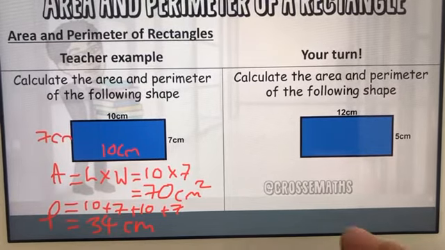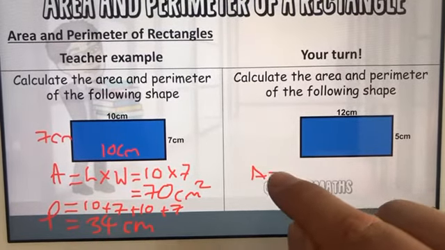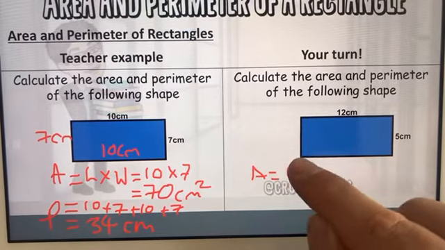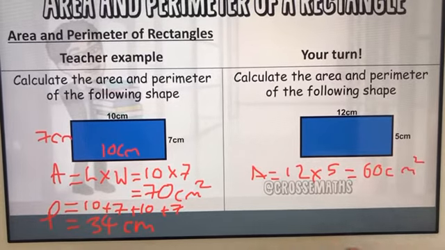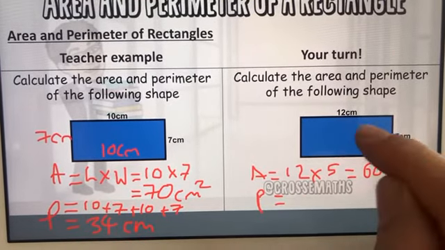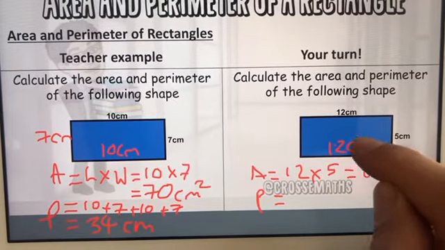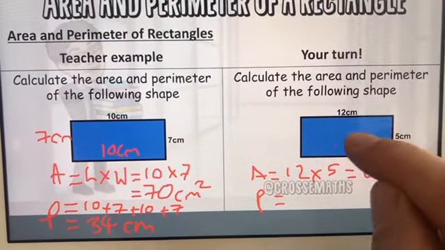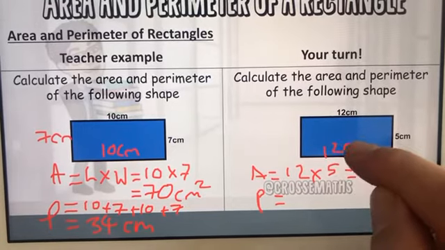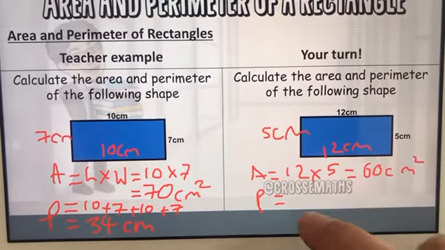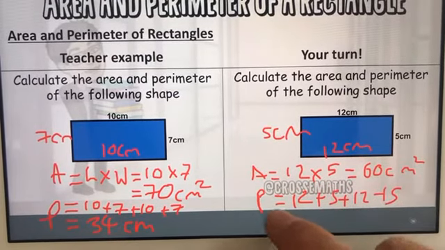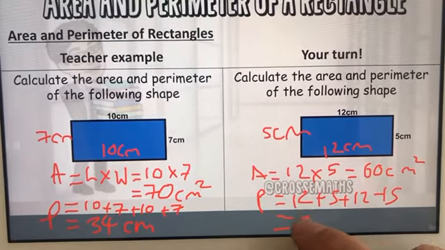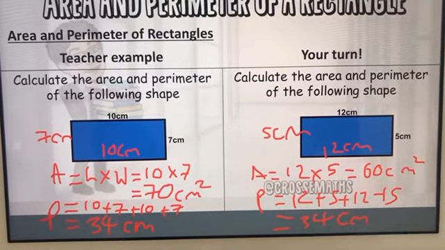Right guys, so what you should have had for your area is length times width again. 12 times 5 gives me 60 centimetres squared. Perimeter, all the sides added up. Remember to label the ones that haven't been labelled. Got 12 centimetres and a 5 centimetres on the left. 12 plus 5 plus 12 plus 5. That gives you 34 as well as the other one. So same perimeter, but different areas. Okay, make sure those are marked for me, please, and let's move on.